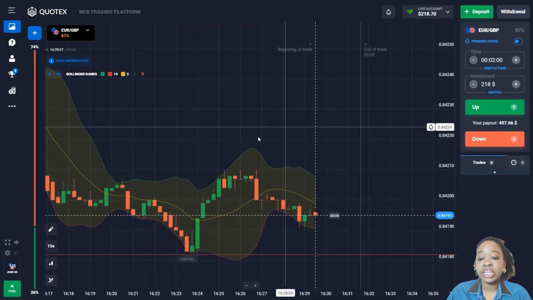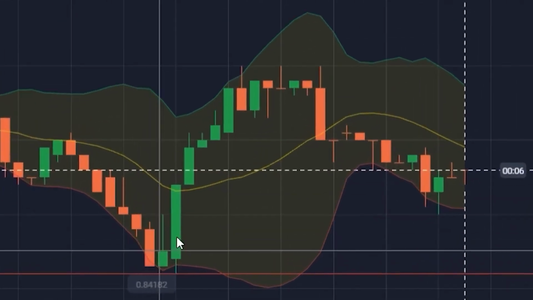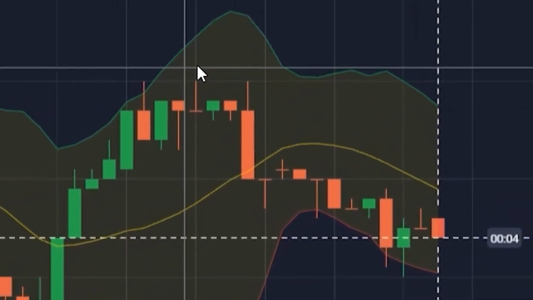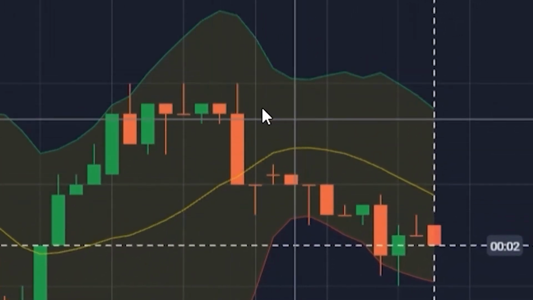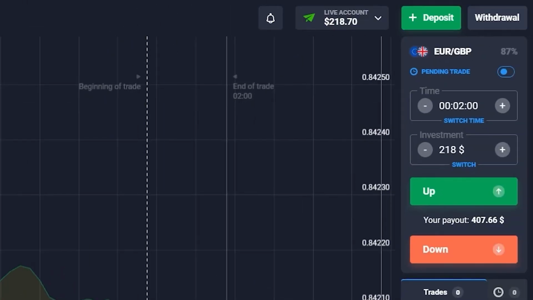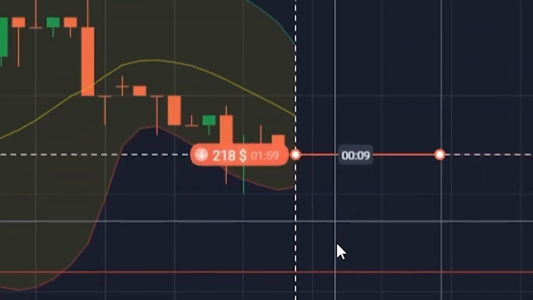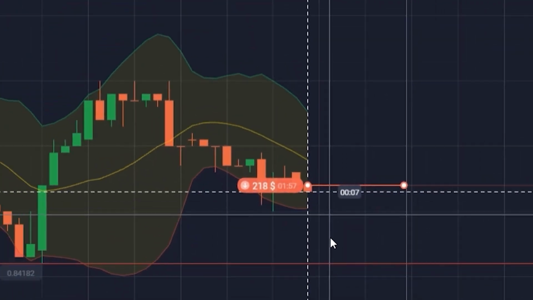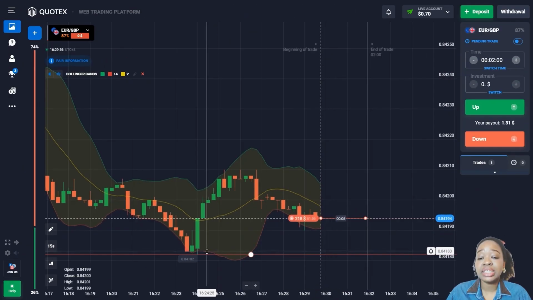Here you can see the price makes a rebound up from the support level. At the same time, the middle line of the indicator is already intersecting. In this situation, I'm going to open the trade for 2 minutes to go down, since we still have a long distance to the support level. And as you can see, earlier the price has already hit this level quite clearly.